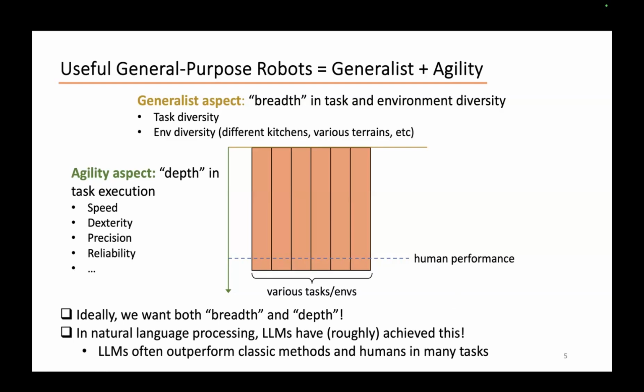Like 10 years ago, we used to have different methods for different tasks in NLP, right? For machine translation, summarization, sentiment analysis, etc. But now we just have a single model. So here's an interesting question: how far away are we from achieving this in robotics?